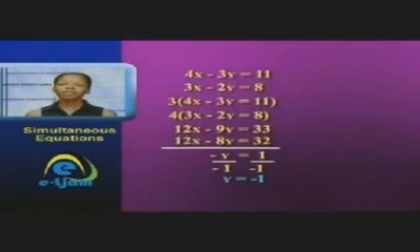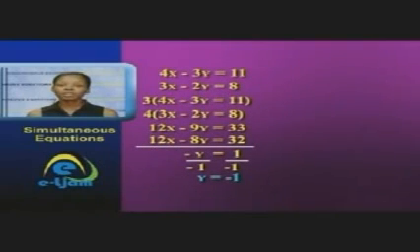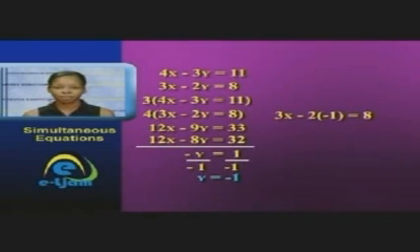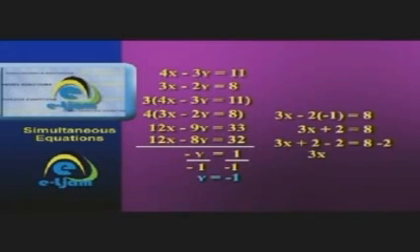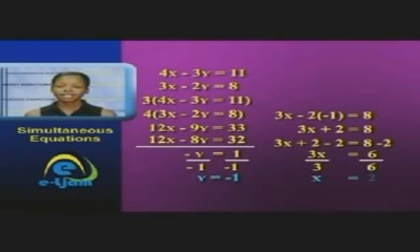Now that we have a value for y, we substitute negative 1 for y in an equation. Let's use equation 2 this time. When we substitute negative 1, we get 3x plus 2 equals 8. And therefore, x equals 2. So the solutions are x equals 2 and y equals negative 1.